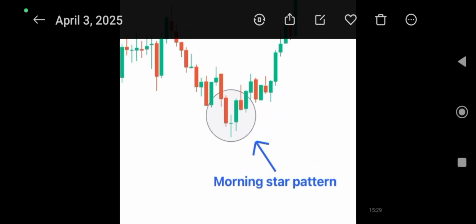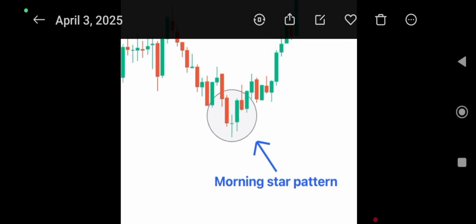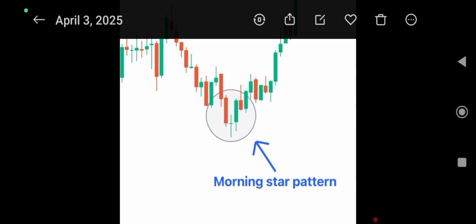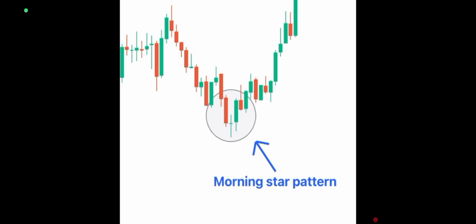The fourth candlestick in our list is the morning star slash evening star. So what is the morning star candle pattern? This morning star candle pattern is a three-candle pattern signaling a reversal from downtrend to uptrend. It is made up of a large red candle and a small candle followed by a large green candle.